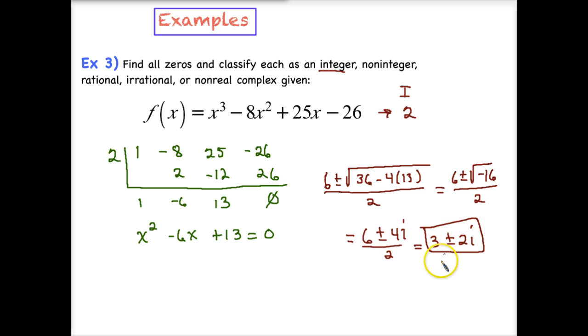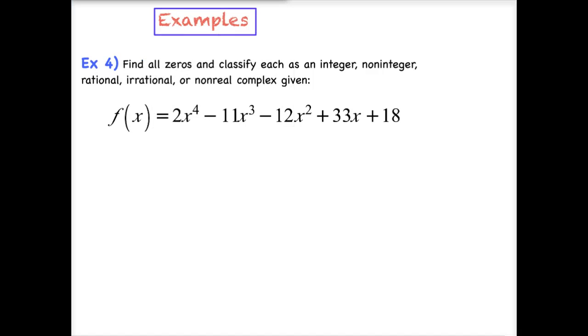We can classify these as the non-real complex. So non-real complex. And I know I'm finished because I've identified 1, 2, 3 zeros. Let's look at one final example. Same thing. Find all zeros and classify them.